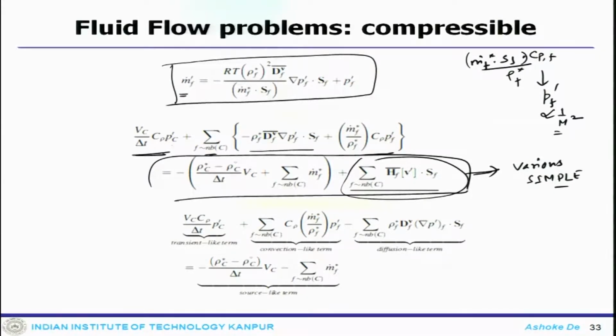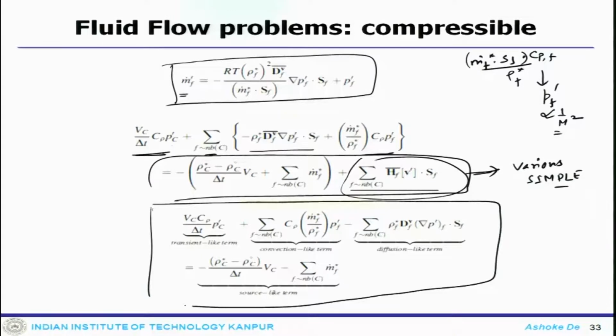Now, dropping the underlying term, the pressure correction equation for the SIMPLE algorithm can be modified like Vc C rho by delta p. So this is a transient term, this is a convection-like term, summation over all the faces, due to density, a diffusion-like term, and then on the right-hand side you have a source and corrections. So, that is a source term. So, this is your p prime equation for the compressible case.